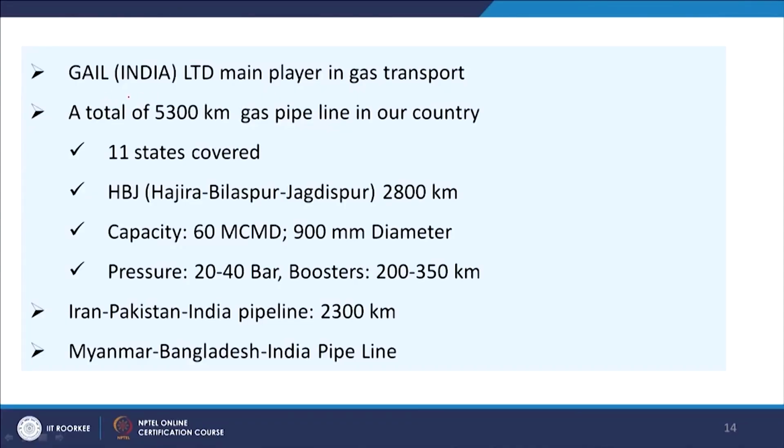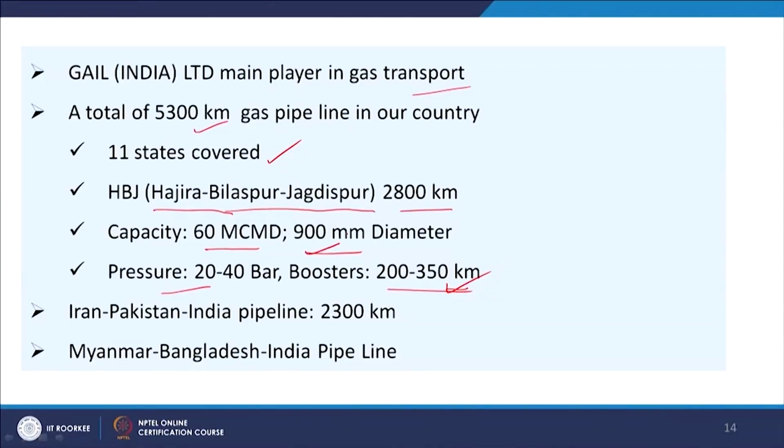We will give some information here. GAIL India Limited is the main player in gas transport. A total of 5300 kilometers of gas pipeline is available in the country across 11 states, including Hazira-Bilaspur-Jagdishpur, 2800 kilometers, with a capacity of 60 MCMD and 900 millimeter diameter, and pressure of 20 to 40 bar. There are booster pumps every 200 to 350 kilometers. The gas is transferred through pipelines and loses pressure during the transfer, so booster pumps are required to pressurize it again for movement from one place to another. That is the role of the booster, and this is the pipeline specification.